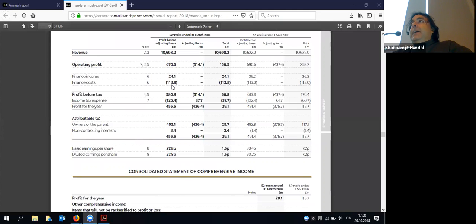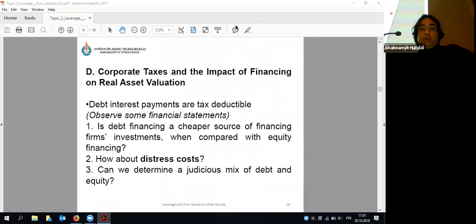This goes to my statement that the interest payments on debt are tax deductible. There's no tax. Agree or not? Is it so that anybody among you is still not able to get what I explained here? Do we all agree or not? Okay, great. So this was everything I wanted to show you. The debt interest payments are tax deductible. As I said, observe some financial statement. You can take any company in the world, it will be like this.